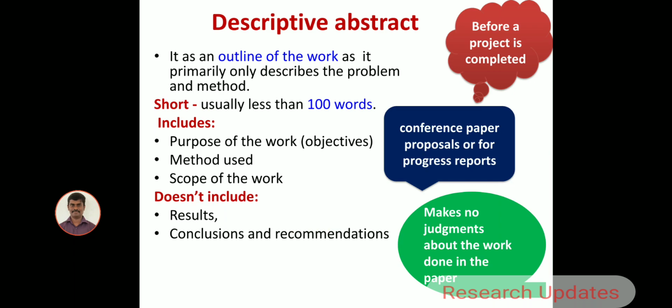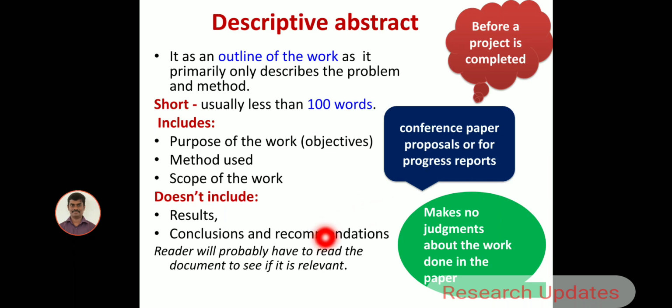So remember this, a descriptive abstract is an abstract which you start before a project is completed. Usually all the conference papers, proposals or the progress report abstracts will be in the descriptive abstract format. You cannot make out any judgment about the work that is done in the research or the paper. So the reader will probably have to read the document to see if it is relevant. So that is about the descriptive abstract. Now let us see an example for this descriptive abstract.